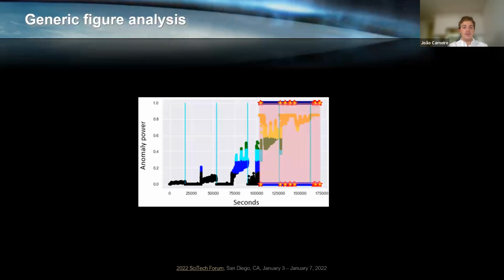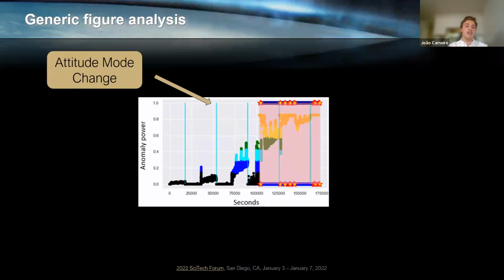As for the numerical results, I wanted to start with just a generic figure analysis because I'm going to present very similar figures and it's important to understand what's going on. The cyan lines represent the attitude mode changes, and these are quite important in our analysis because we found that the algorithms we used consistently flagged attitude mode changes as anomalous. The way we tackled this was to disregard some data immediately after an attitude mode change, and that seemed to fix the problem of too many false positives around the time of an attitude mode change.